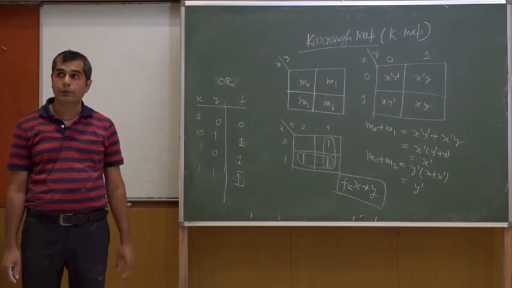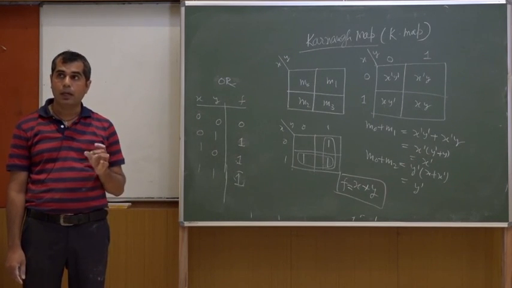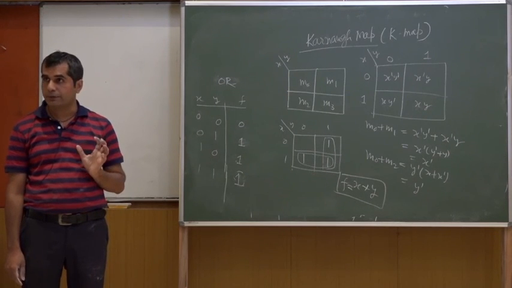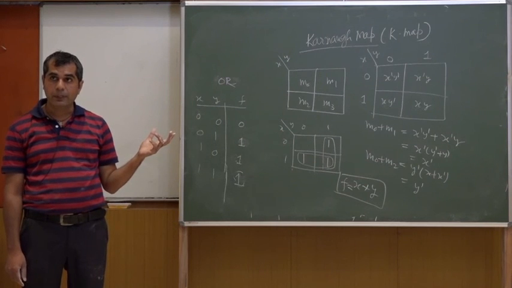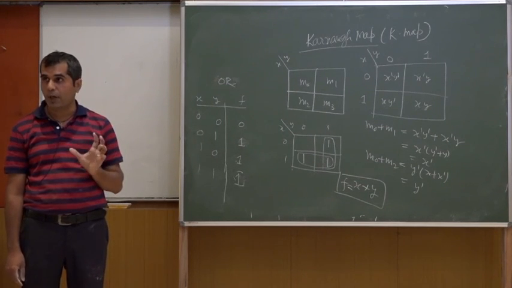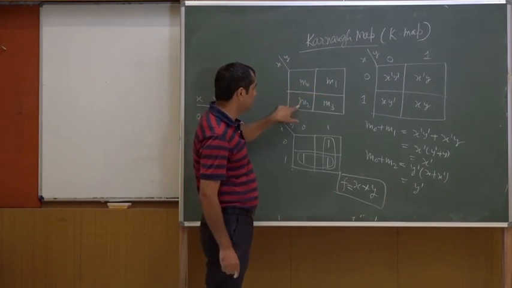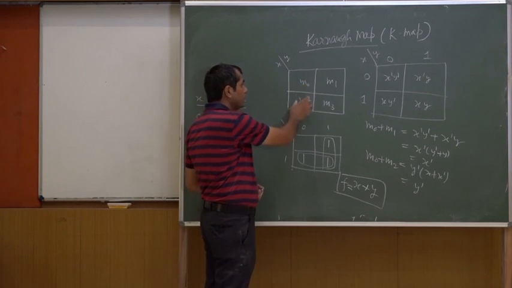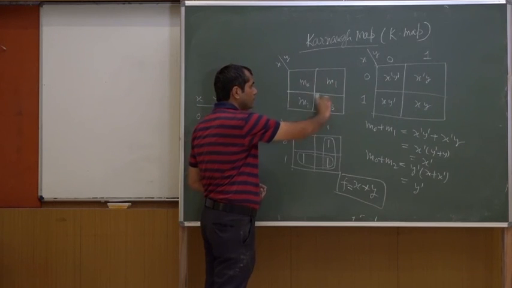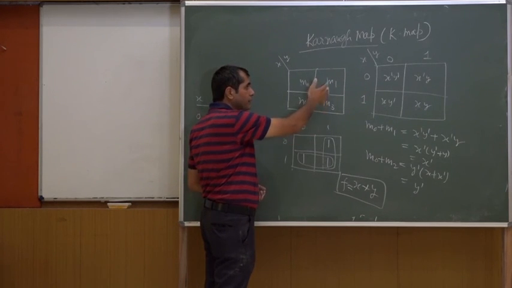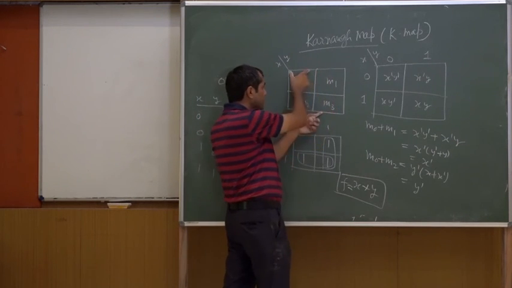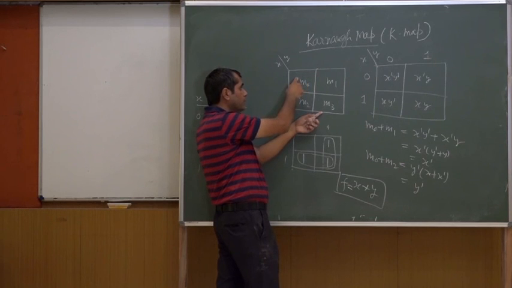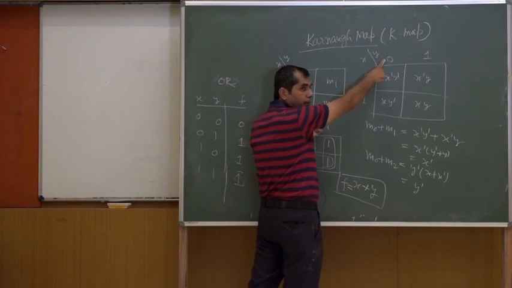Please note that we will always try to make the group of either 2, 4, 8, or 16 blocks. Since it is a two variable map, here we have the opportunity of making groups of only two adjacent blocks. Okay, either this, or this, no diagonal movement is possible here. So when you make the group of adjacent blocks, either you will take this one, or this one, or this one, or this one. Okay, and you can check what is true for that. For example, for this column, if there is 1 in this column, and you make a group of these two 1s, then you need to simply write x bar. This refers to x bar.